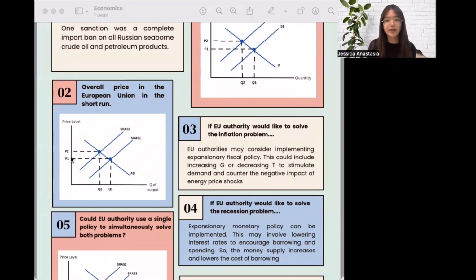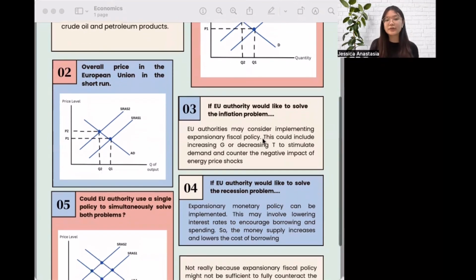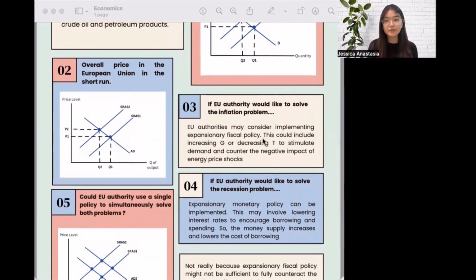in the European Union. Additionally, the decrease in output may lead to a higher unemployment level as businesses reduce their workforce to cope with a higher production cost and lower demand for their products. And how about if EU authorities would like to solve the inflation problem? EU authorities may consider implementing expansionary fiscal policy.